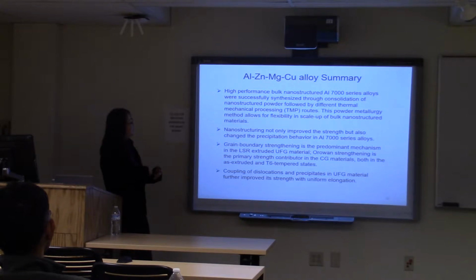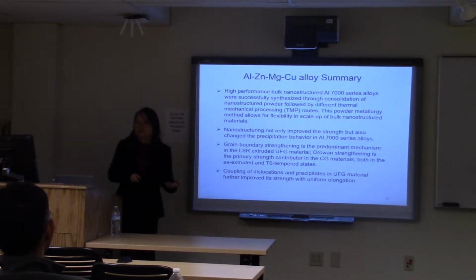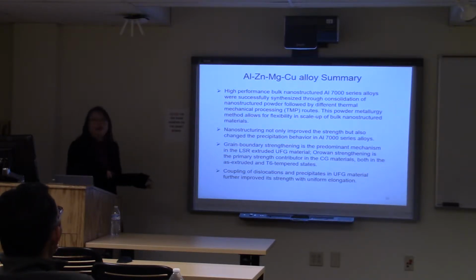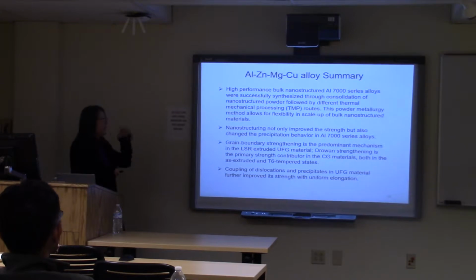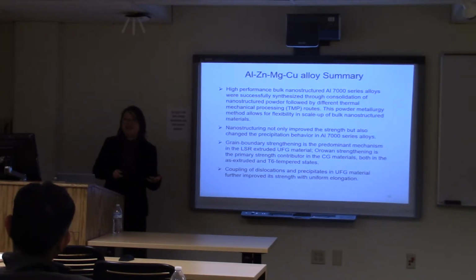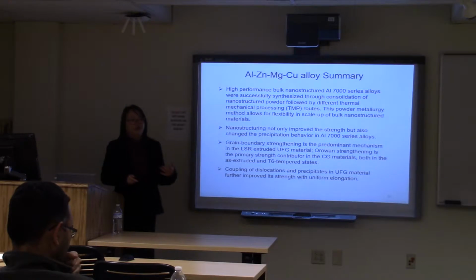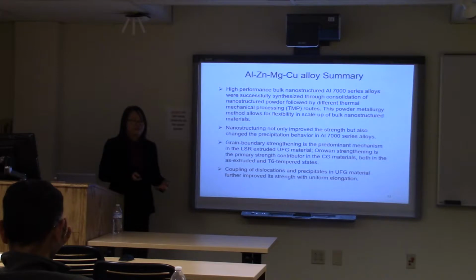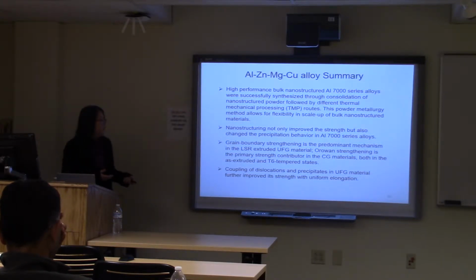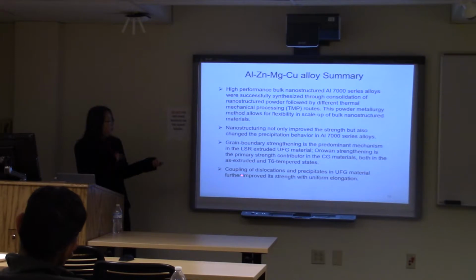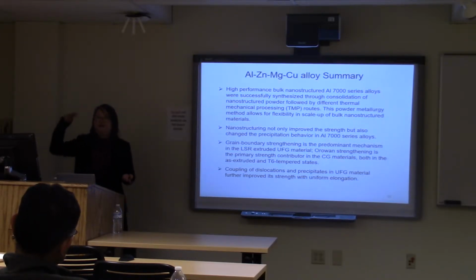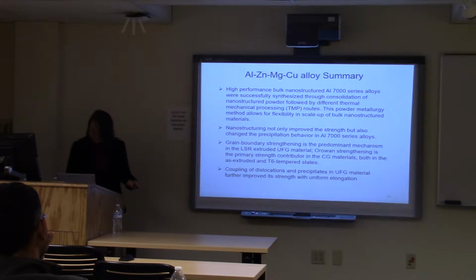We start with the design of some TMP process giving you higher strength, especially for scale up of the bulk nanostructured materials. Then we find the interesting phenomenon that the nanostructure not only increased the strength of the materials, however, it changed the precipitation behavior in this material, which didn't give you the high strength we expect. But we end up going back to the process design, and then we can find a coupling of dislocations and precipitates in those ultrafine grain materials can give you further room for improvement in strength.